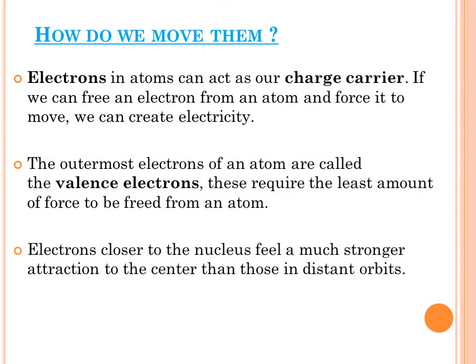How do we move them? Electrons in atoms can act as our charge carriers. If we can free an electron from an atom and force it to move, we can create electricity. That means whichever valence electrons of an atom we force to move, that creates electricity. The outermost electrons of an atom are called valence electrons. This requires the least amount of force to be freed from an atom, because the electrons closer to the nucleus feel a much stronger attraction to the center than those in the distant orbit.